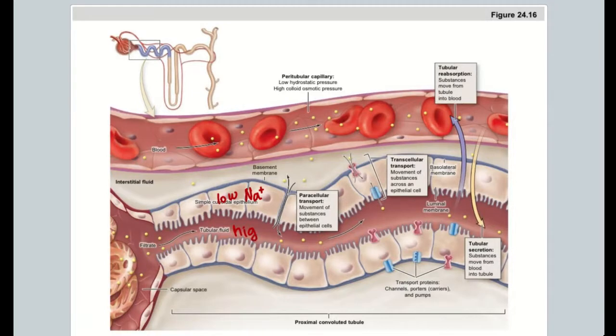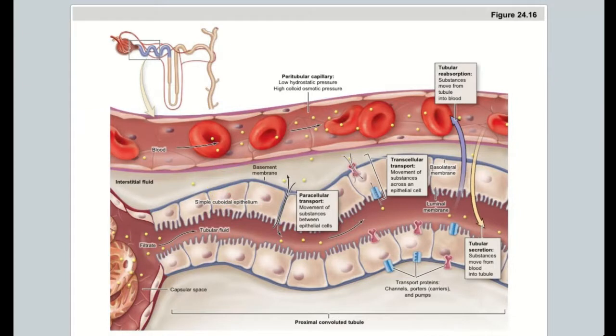So high sodium is here. Maybe I should have used that yellow. High sodium here, and then high Na+ here. What happens to sodium normally is, because we see that it's high in the tubular fluid here and low in the tubular cell, it just moves by facilitated diffusion down its concentration gradient, going from a high to a low area. So this is facilitated diffusion for sodium to go from the tubule into the tubular cell. Once the sodium enters the cell, there are sodium-potassium pumps that pump sodium into the interstitial fluid. And then from the interstitial fluid, now that it's creating this high sodium concentration here, it will return back into the blood. So that's how sodium reabsorption works.